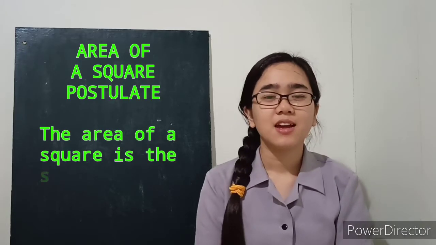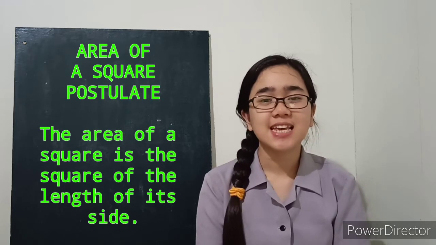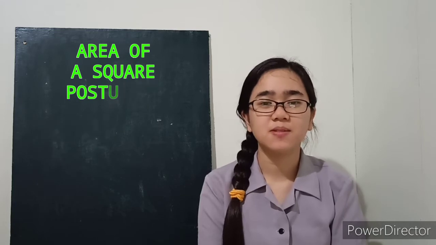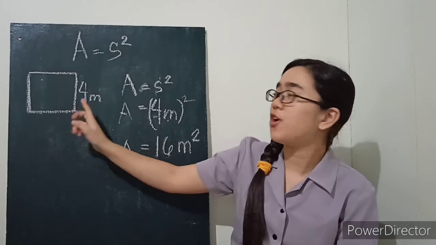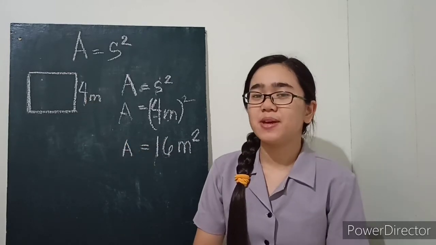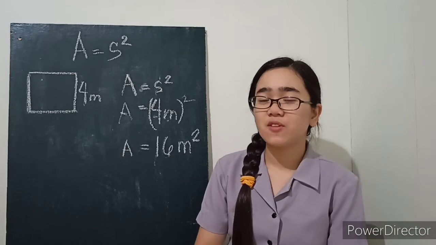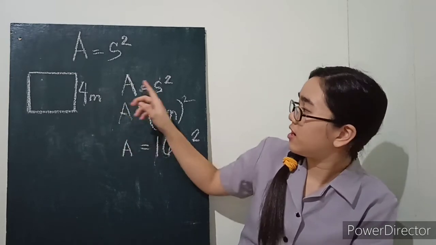Number 3, area of a square postulate. In this postulate, it says that the area of a square is the square of the length of each side. For example, we have a square here with a side of 4 meters. Sabi, we can get the area of a square by squaring the length of each side. So, the side of this square is 4 meters.